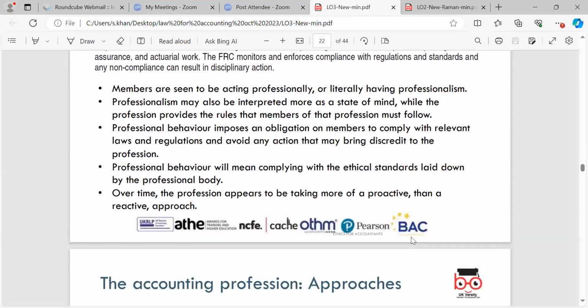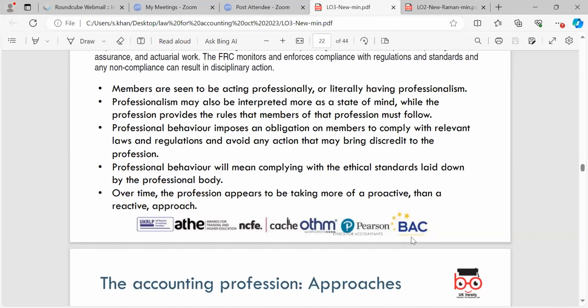Members are seen to be acting professionally, or literally having professionalism. Professionalism may also be interpreted more as a state of mind, while the profession provides the rules that members of that profession must follow. Professional behaviour imposes an obligation on members to comply with relevant laws and regulations and avoid any action that may bring discredit to the profession. Professional behaviour will mean complying with ethical standards laid down by a professional body.